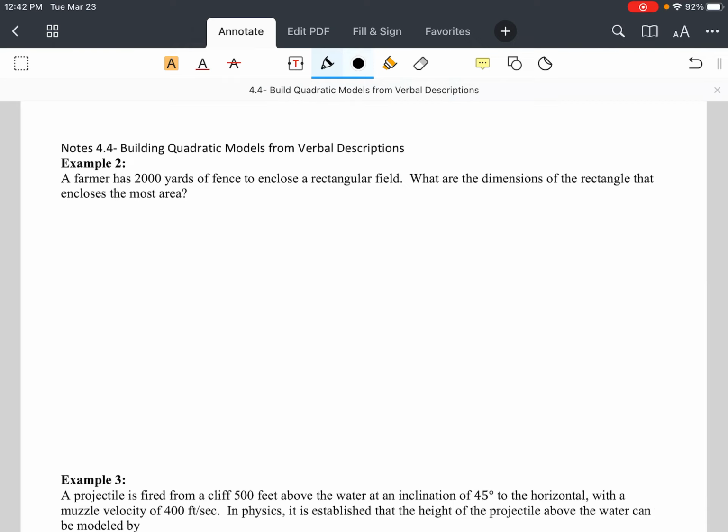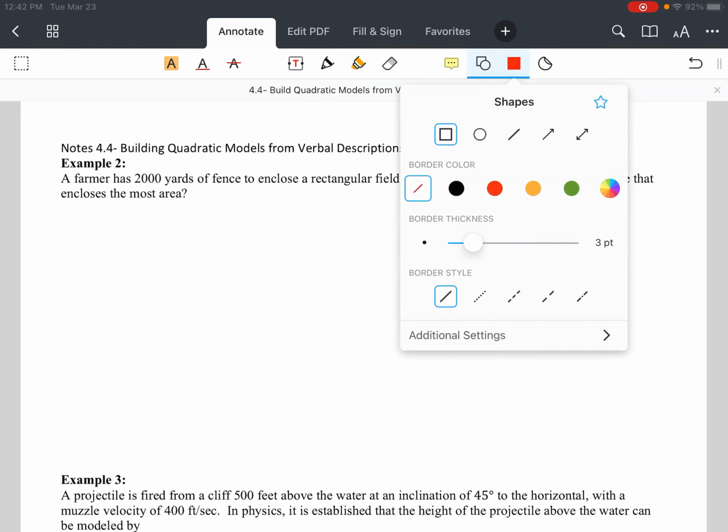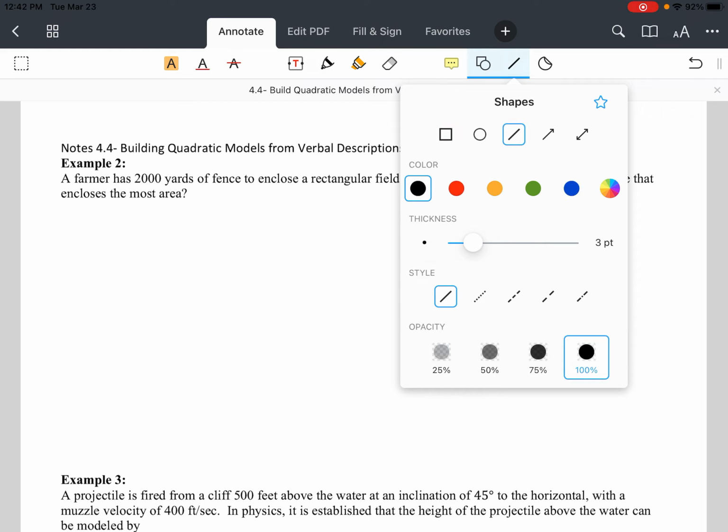All right, so let's take a look at this next example. It says a farmer has 2,000 yards of fence to enclose a rectangular field. What are the dimensions of the rectangle that enclose the most area? Okay, so we're looking at a couple of different things. The first thing I would suggest doing is drawing a picture.